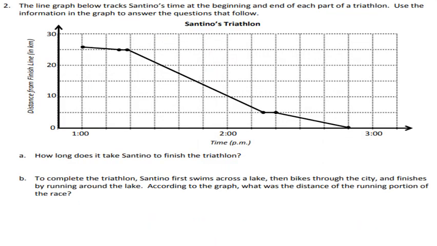Okay, on our next line, it says a line graph below tracks Santino's time at the beginning and end of each part of a triathlon. A triathlon is like a race. Use the information in the graph to answer the questions below. How long does it take Santino to finish the race? Well, as you can see, he started at 1 and he finished right here. So this is going to be 1 hour, and we have to figure out what these increments are. We know this is 1, 2, 3, 4, 5, 6. So that means they must be 10-minute intervals.